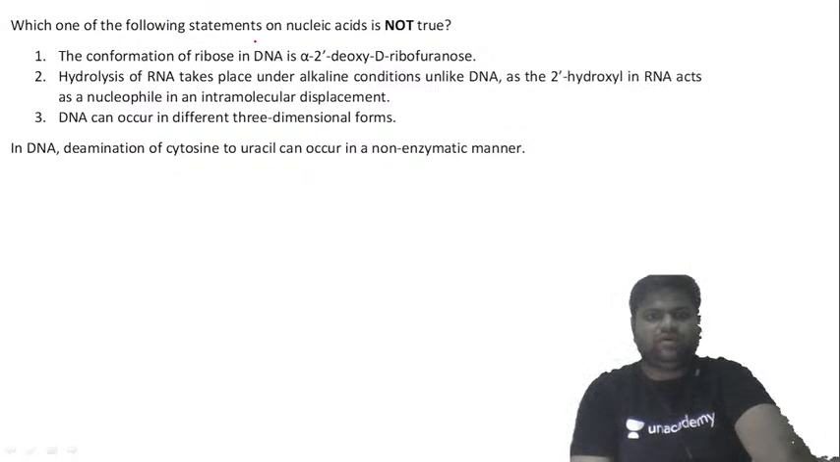Which of the following statements on nucleic acid is not true? Statement 1 says the conformation of ribose in DNA is alpha 2 prime deoxy D-ribofuranose. Option 2 says hydrolysis of RNA takes place under alkaline condition unlike DNA, as the 2 prime hydroxyl in RNA acts as a nucleophile in an intermolecular displacement. Option 3 says DNA can occur in three-dimensional form. In DNA, deamination of cytosine to uracil can occur in a non-enzymatic manner.